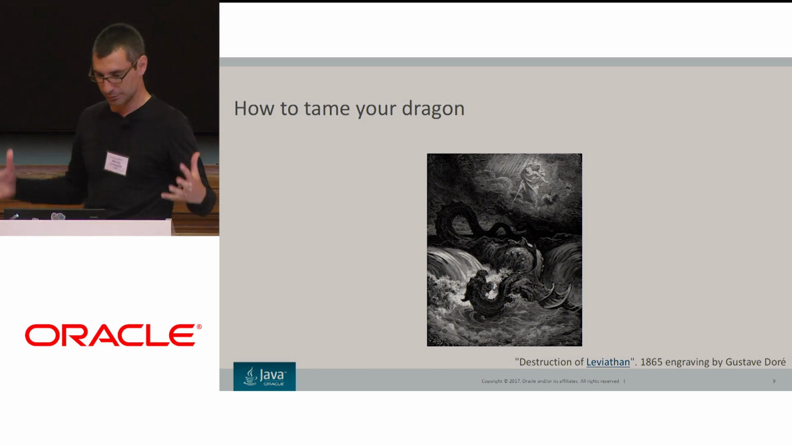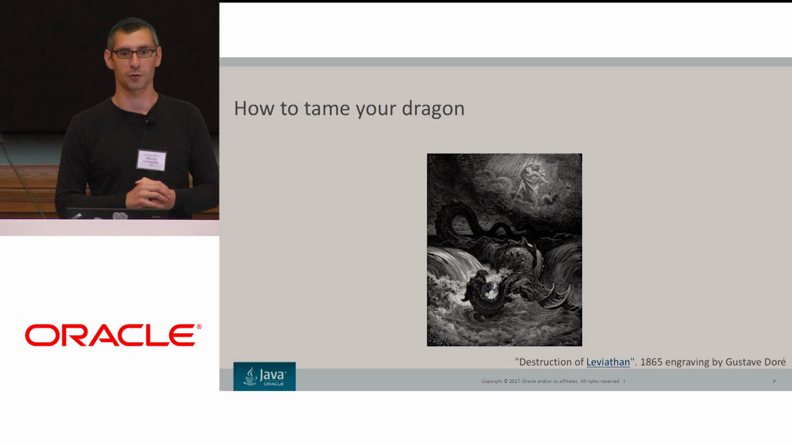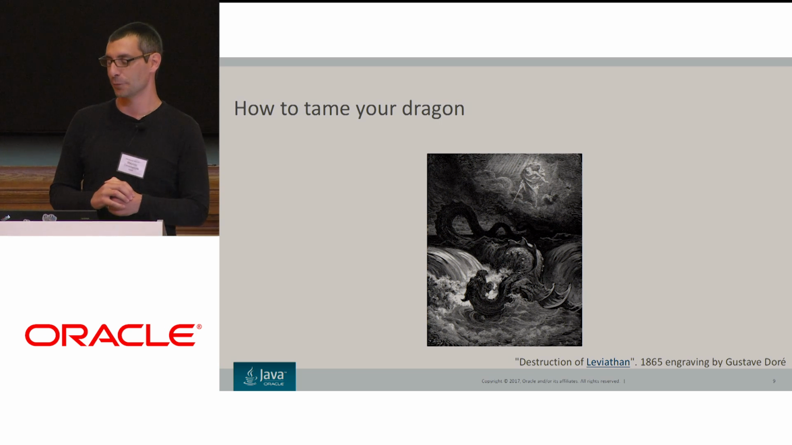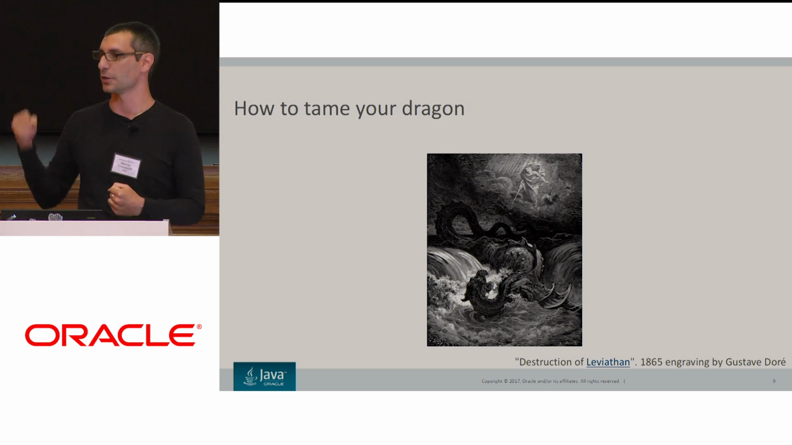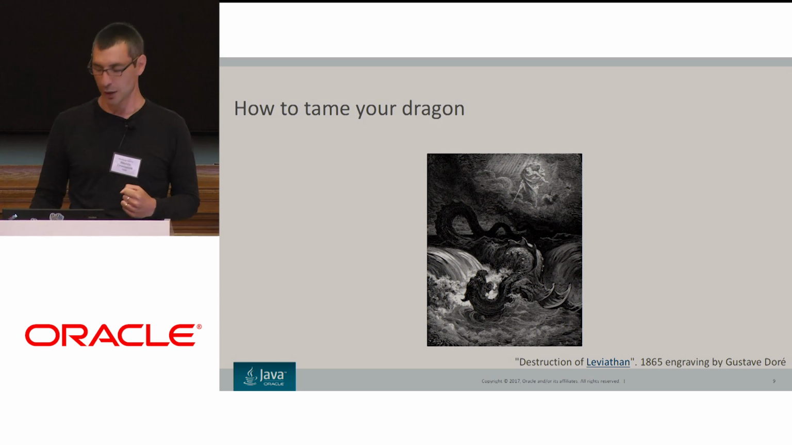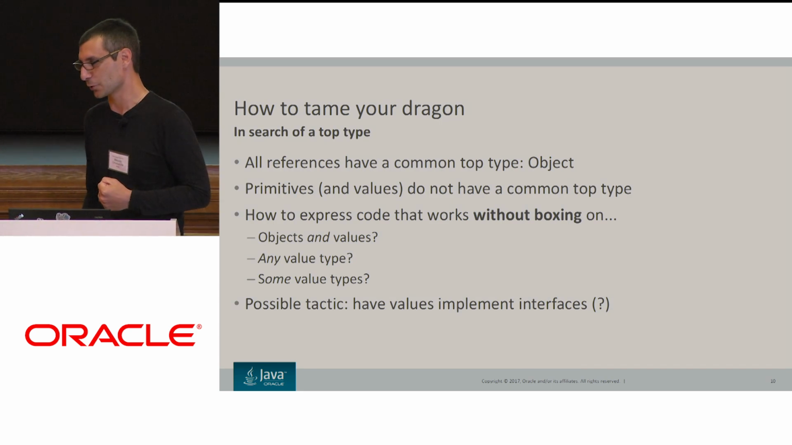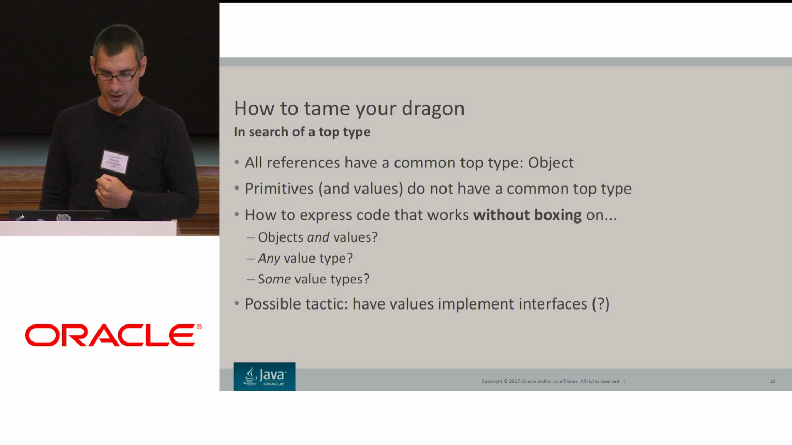We have this mighty beast that we are trying to slay, and we think good value types are going to provide us the sword that may slay the beast once and for all. Well, reality turns out to be a little bit more complex, as we shall see in the next few slides.